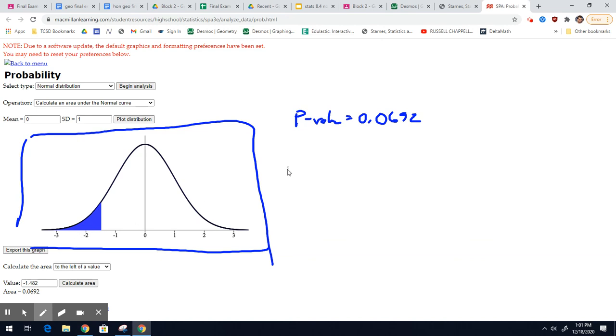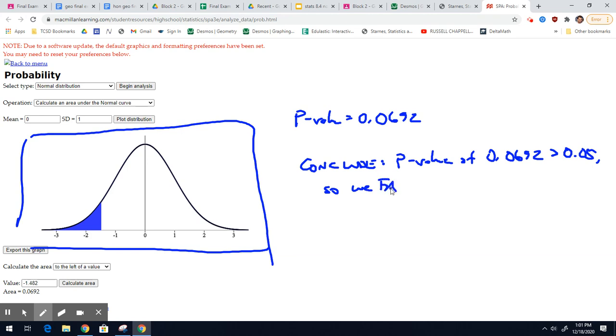Okay, and now we're going to do the conclusion. I'm going to do it right here. So again, we say p-value of 0.0692. That's going to be greater than 0.05. So because it's greater than, we fail to reject the null. Right? Not enough convincing evidence. It has to be rare. This is not rare enough. So we fail to reject the null.